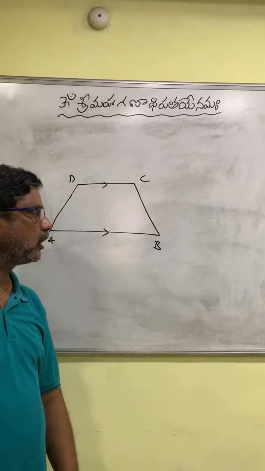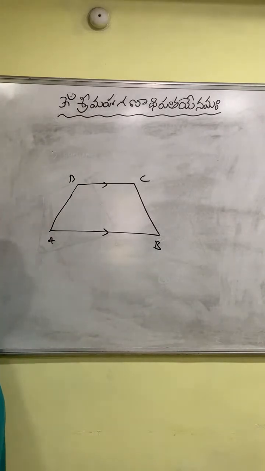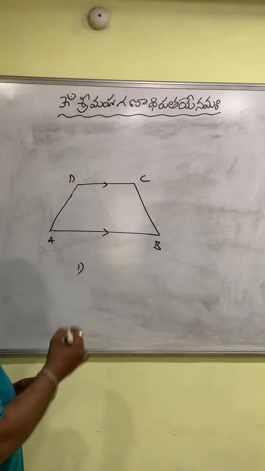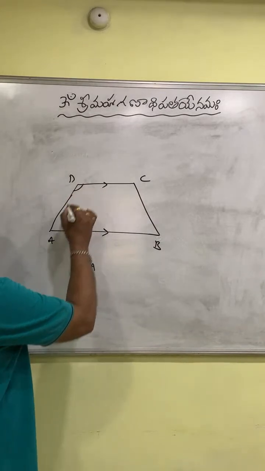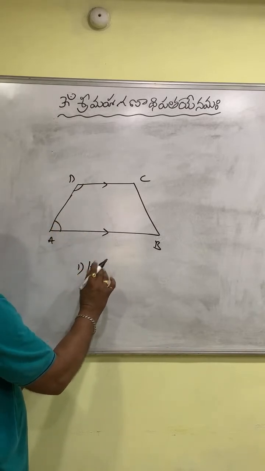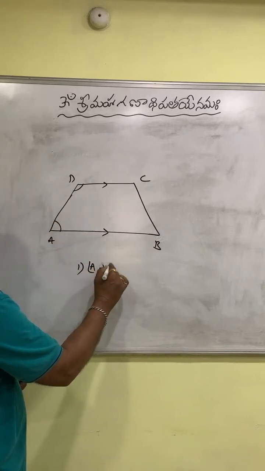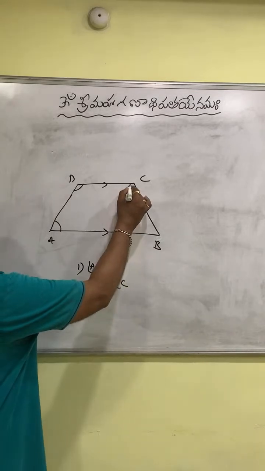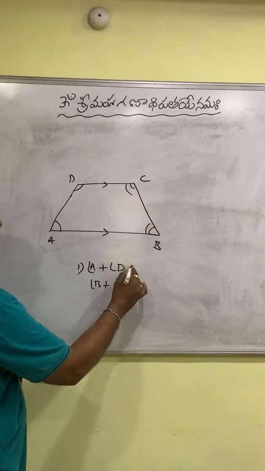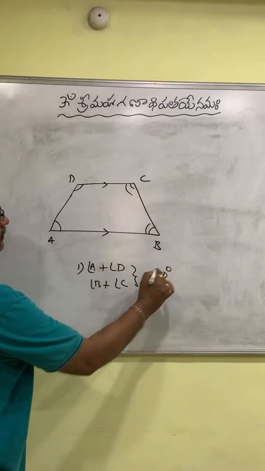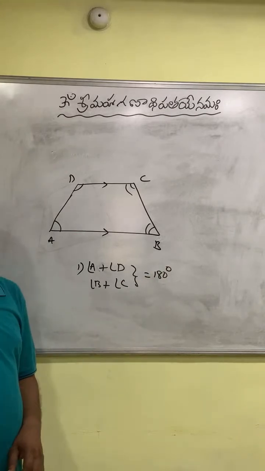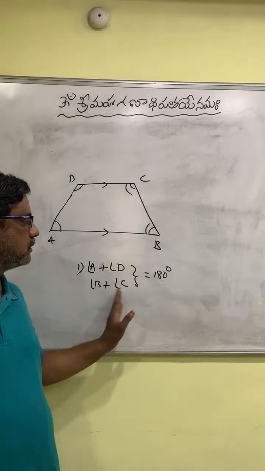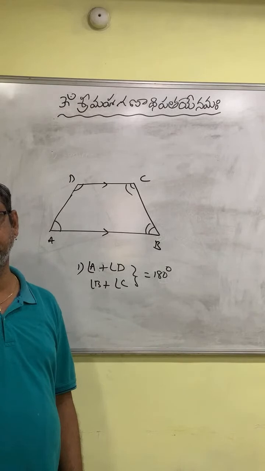Right. So what are the properties of a trapezium? It has only one property, that angle A plus angle D, and also angle B plus angle C, their sum is 180 degrees. Only this property that a trapezium is having.